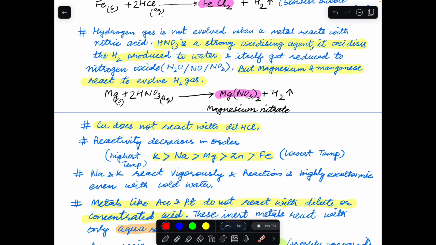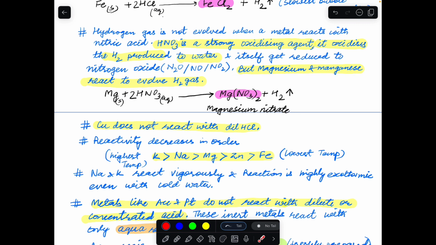But in case of nitric acid, we'll not get hydrogen. Why? Because nitric acid is a strong oxidizing agent. So it will oxidize the hydrogen which is produced to water. So in place of hydrogen, we'll be getting water there. Okay. There are two exceptions, but magnesium and manganese react to evolve hydrogen gas.